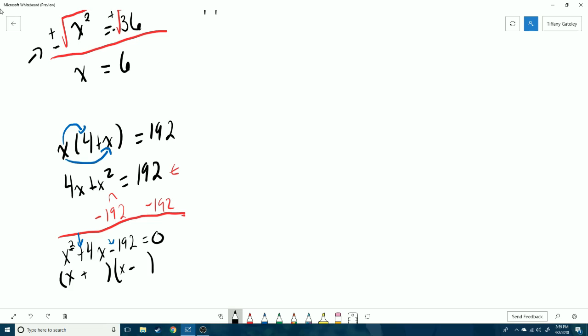So now what do we do? Well, we look at the multiples of 192 and see which multiples also subtract to give you 4. So you can list all the multiples, but I have the multiples already. So you're going to use 12 times 16 equals 192, and 16 minus 12 also equals 4. So like I said, your plus goes to your bigger number. Well, 16 is your bigger number here, so your 16 will go here, and your 12 will go here. Equals 0.